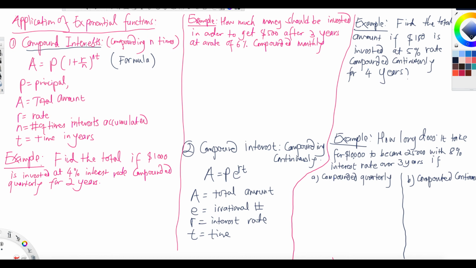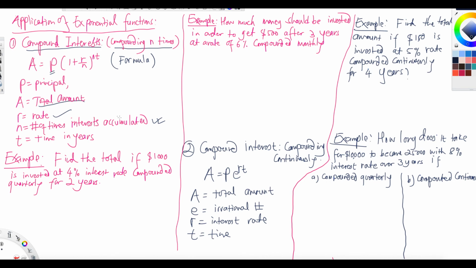This formula is for compound interest, compounding n times a year. A is the total amount you get, P is the principal amount you invested at the beginning, R is the interest rate, N is the number of times you calculate interest per year, and T is the time in years. Let us see an example, then things will be clear.